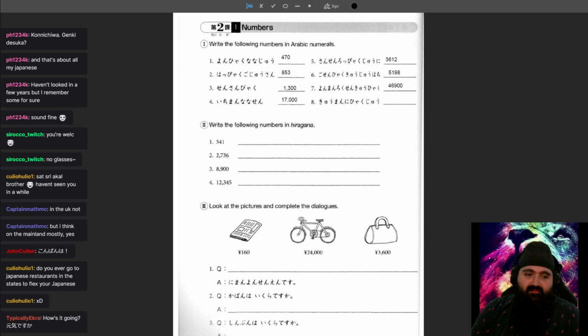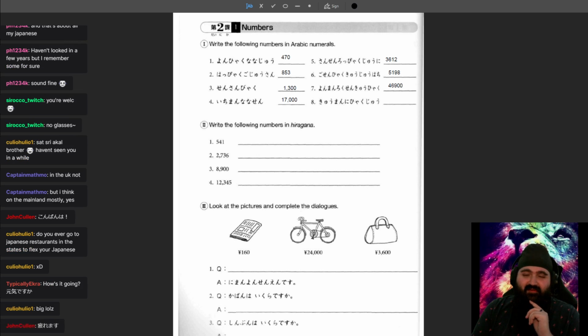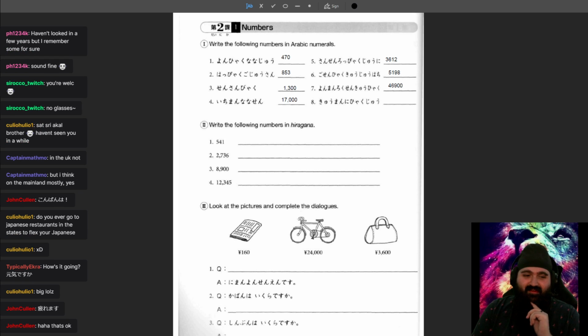Yokoso, yokoso. Do you ever go to Japanese restaurants in the States and flex your Japanese? No, because they're not Japanese owned, at least not in my part of the States. If I go to the coast, maybe, but it just seems kind of pretentious. There's no real reason to, but good question. I often want to, I really do, but it's just probably declasse, so not great.